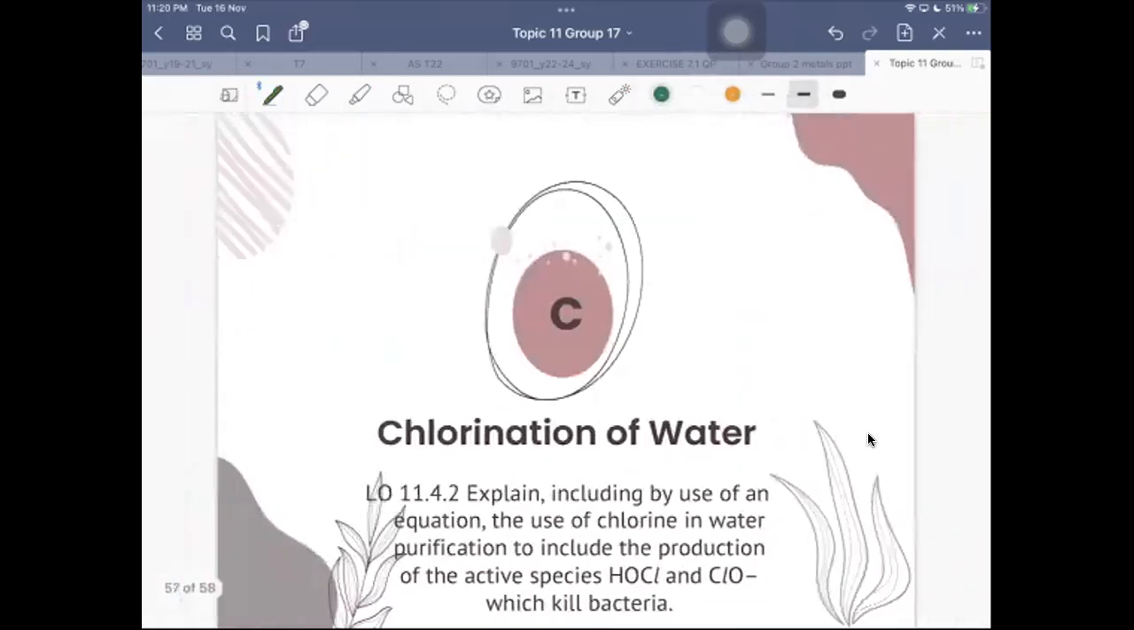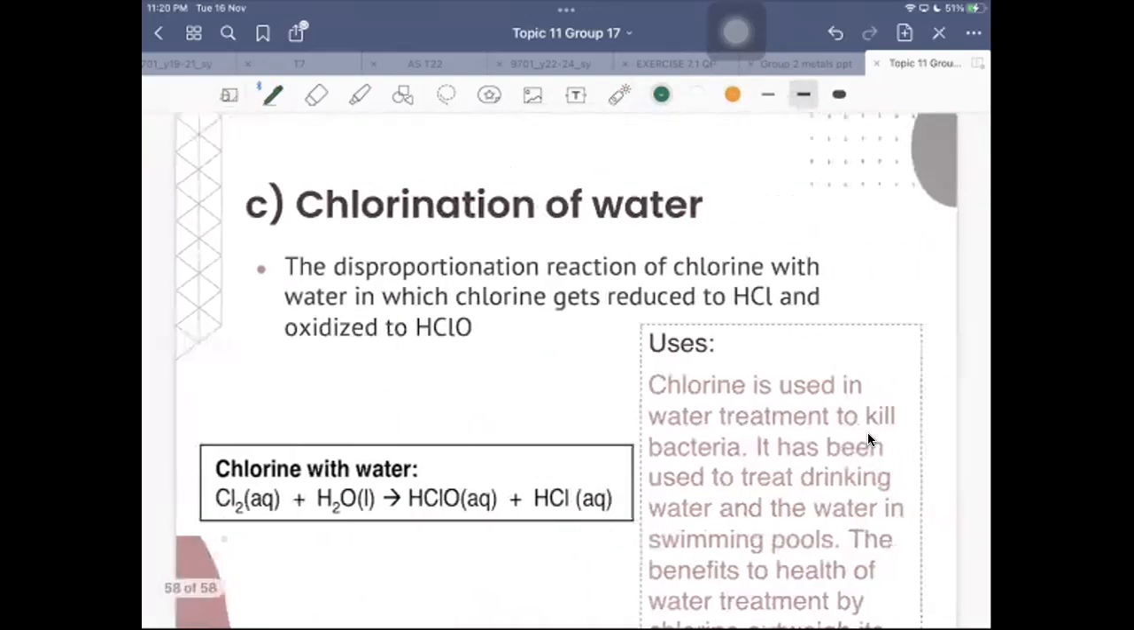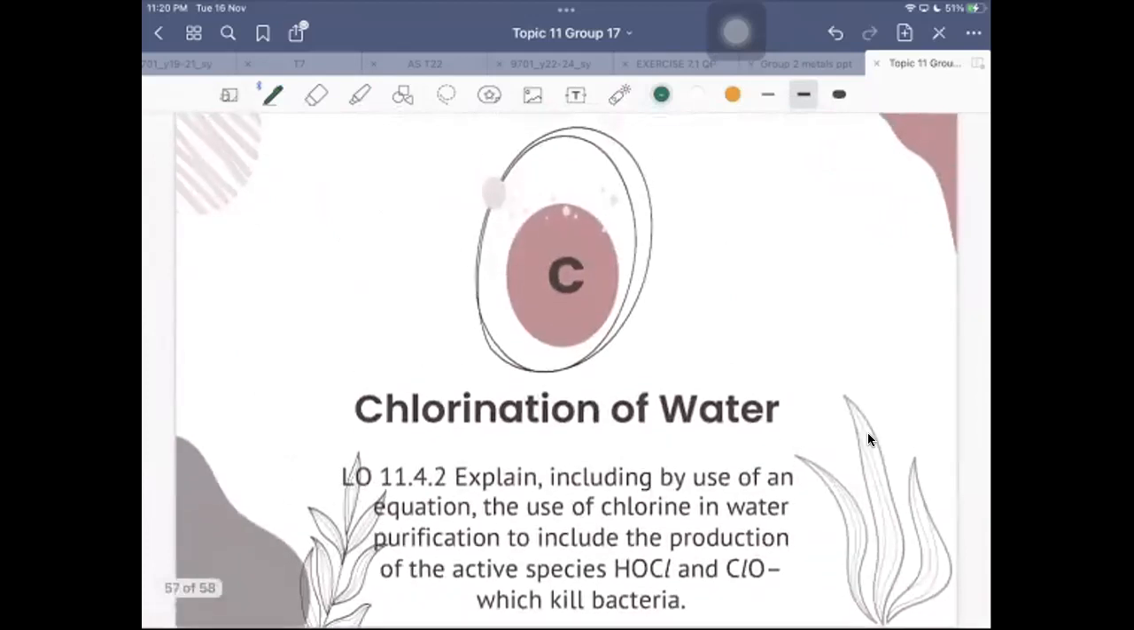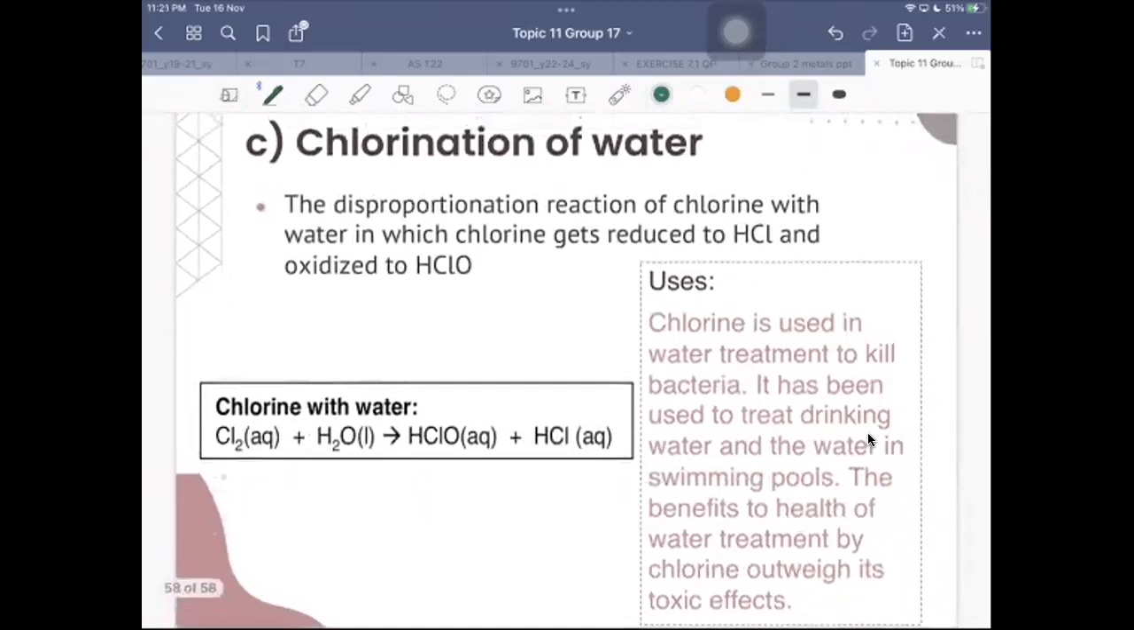Lastly is the chlorination of water. Explain, including by use of an equation, the use of chlorine in water purification to include the production of the active species HOCl and ClO minus ions. So you just have to learn the equation for this one.